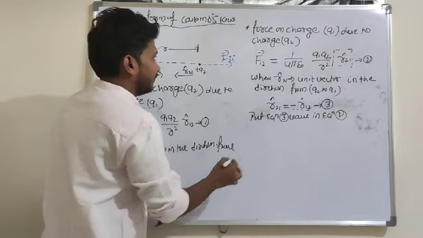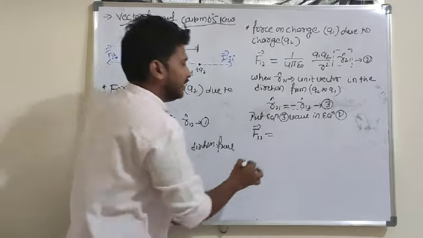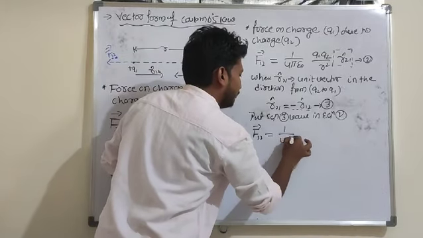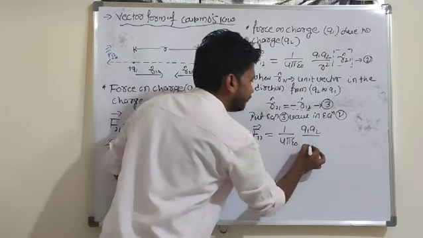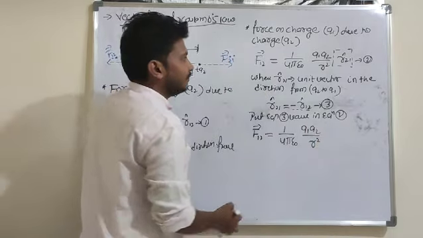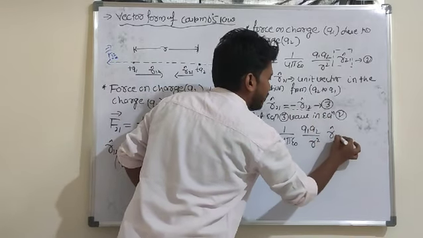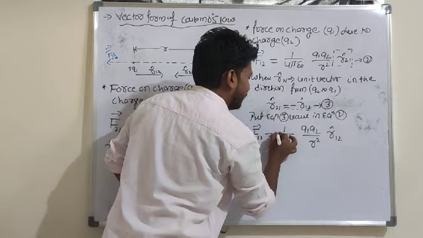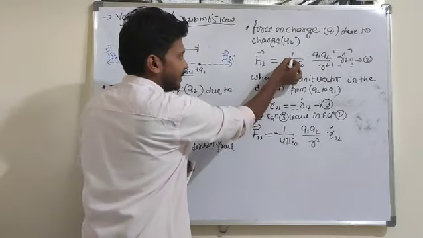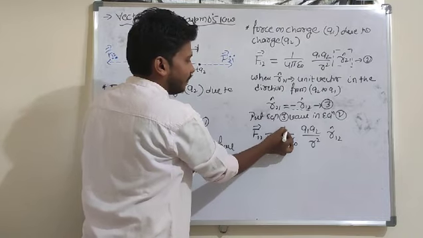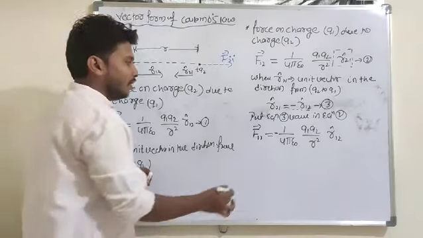So let me write that equation. F of 1 to 2 is equal to 1 by 4 pi epsilon naught q1 into q2 by r square, r cap of 2 to 1. So that is minus of r cap of 1 to 2 here. So look at here, F of 1 to 2 is equal to what? Minus of 1 by 4 pi epsilon naught q1 into q2 by r square, r cap of 1 to 2.